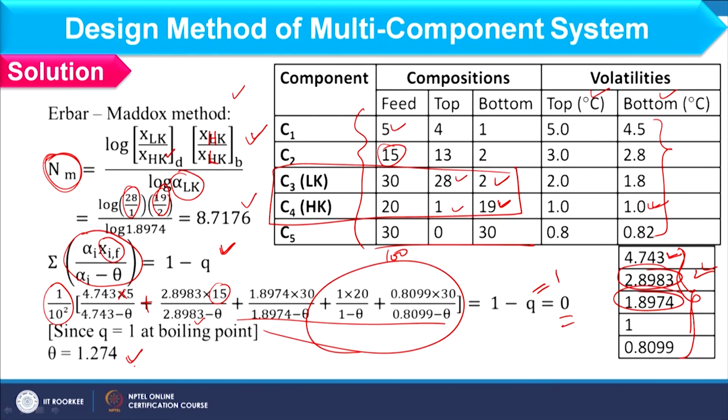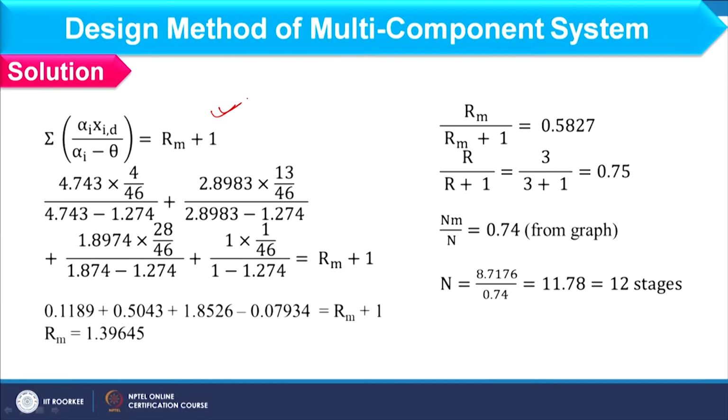We can obtain more values also, but we should choose the value which will fall between the relative volatility of light key as well as heavy key, as you can consider this value. So, in this way we can find out theta value, and further we have to find out minimum reflux ratio using Underwood's equation. Okay. So, this is the Underwood's equation. Solving this equation, because all components you know, here we can have Rm value as 1.39645. I think you can solve this very easily, there is no problem.